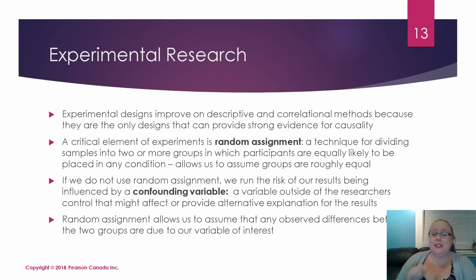A critical element of experiments is random assignment. So basically, in any experimental context, we really want to have two or more groups, and we want to assign participants to those groups randomly. Each participant has an equally likely chance to be placed in either condition. It allows us to assume that the overall characteristics of people in those two groups are roughly equal. If we do not use random assignment, we run the risk of our results being influenced by a confounding variable. So maybe there's a variable outside of the researcher's control that might affect or provide an alternative explanation for the results.